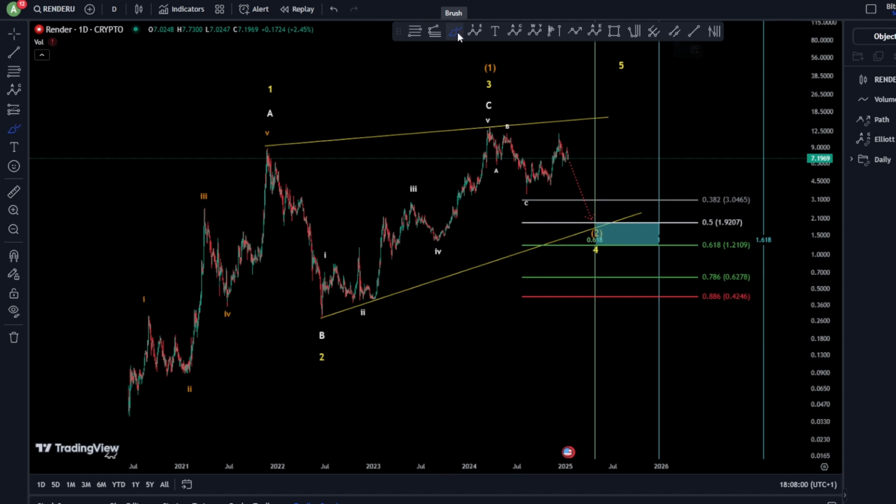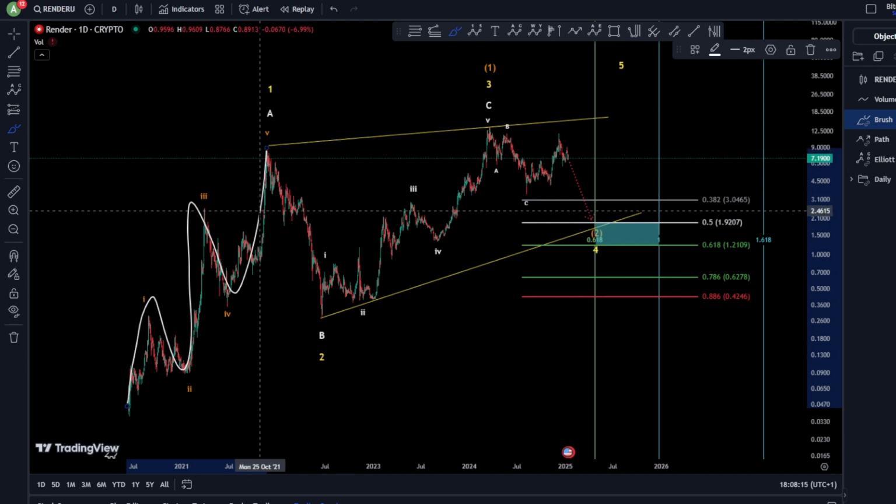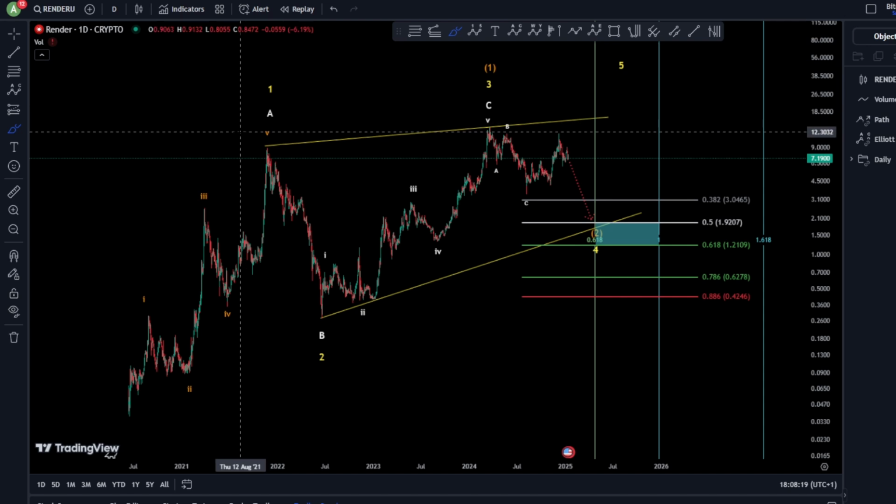Starting on the daily chart here, we are looking at several scenarios for Render, most of which are bullish on the daily, but of course those bullish scenarios sometimes need lower prices. So starting here on the daily, we have 1, 2, 3, 4, 5, a finished impulse toward the upside, finishing a wave A or a wave 1.